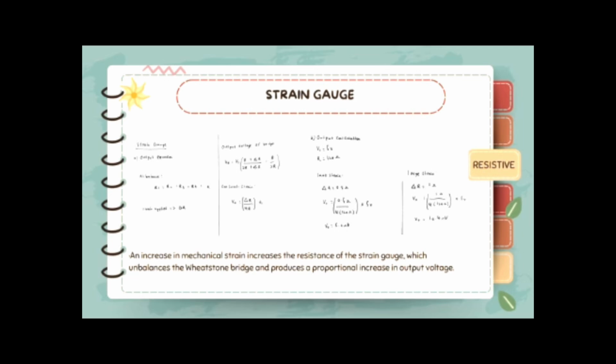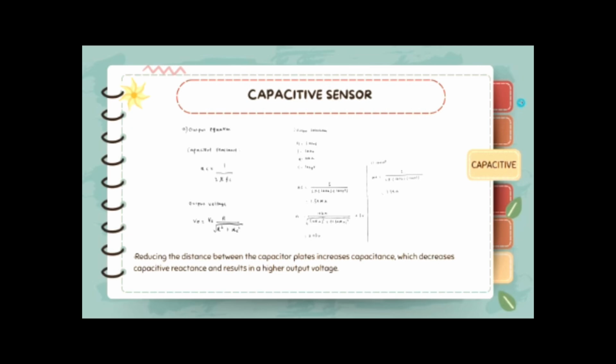An increase in mechanical strain increases the resistance of the strain gauge, which unbalances the Wheatstone bridge and produces a proportional increase in output voltage.